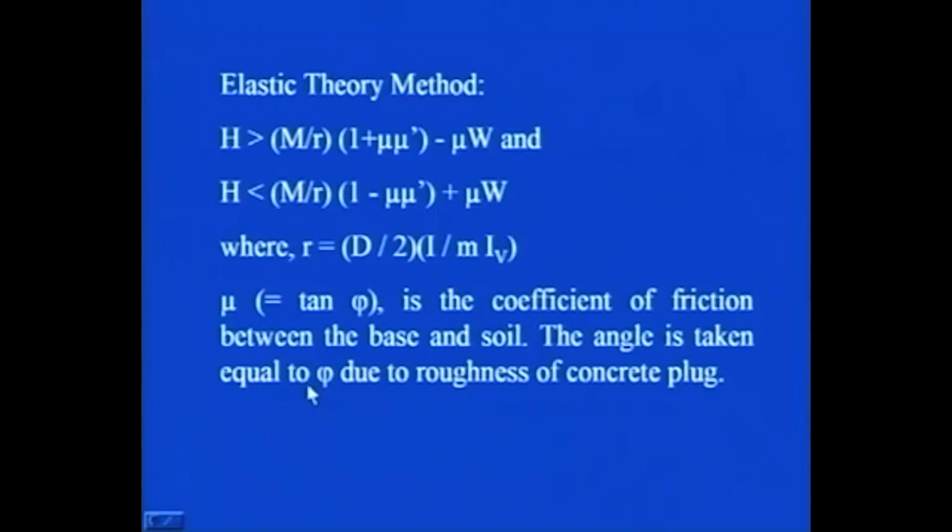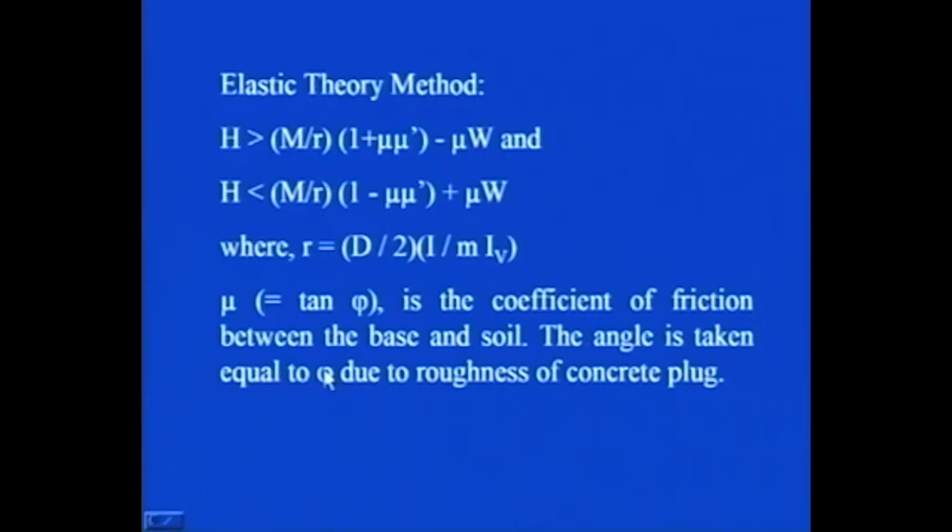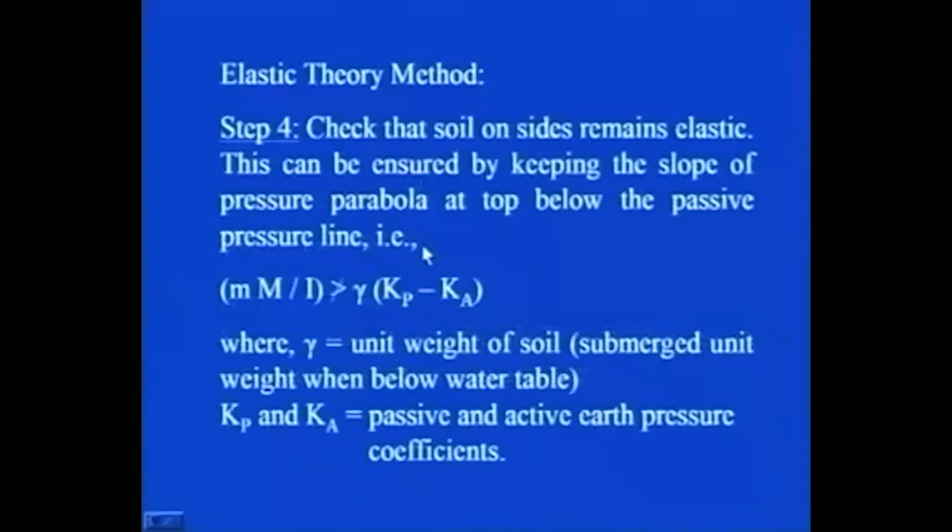When I was discussing the components of well foundation, we saw that there were two plugs, one was the top plug, another was the bottom plug, where the concreting was done. So here, because the bottom plug is made up of concrete, the angle has been taken to be equal to phi to take into account the roughness of that bottom concrete plug. So these two conditions together have to be satisfied.